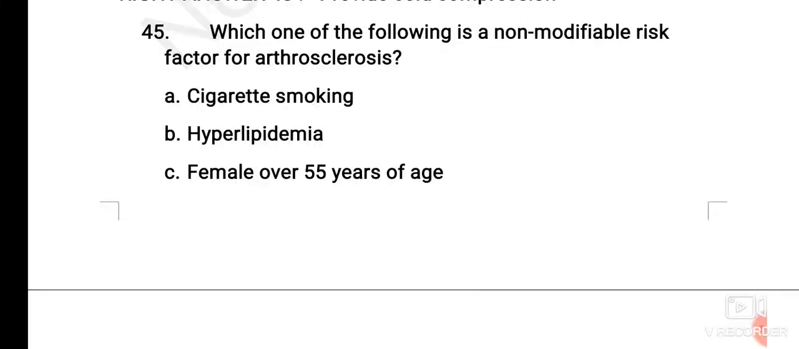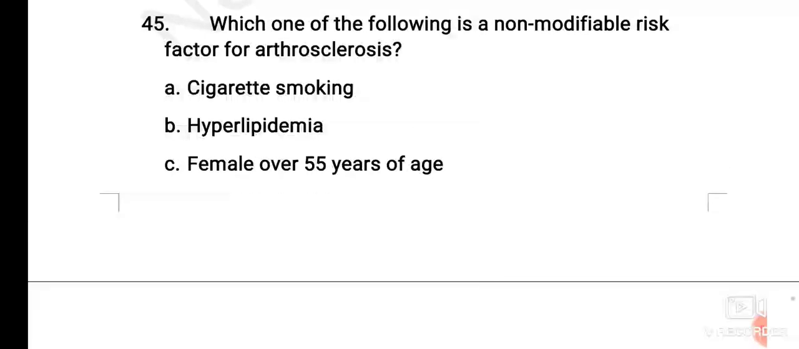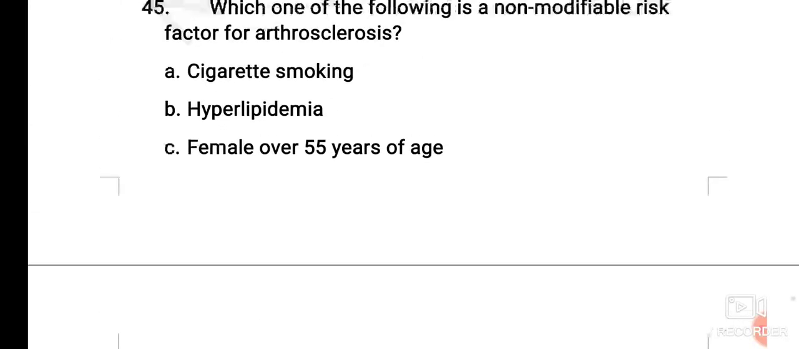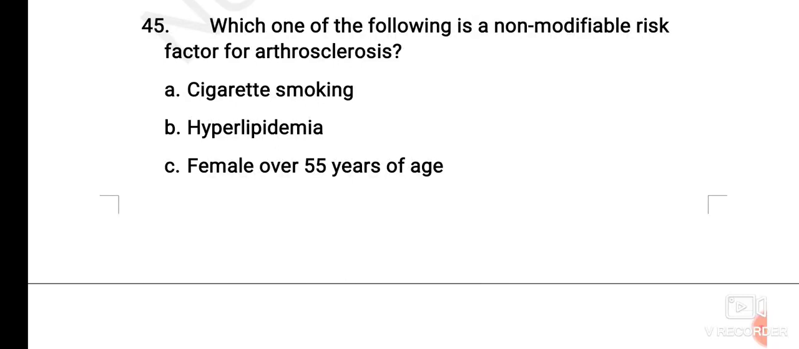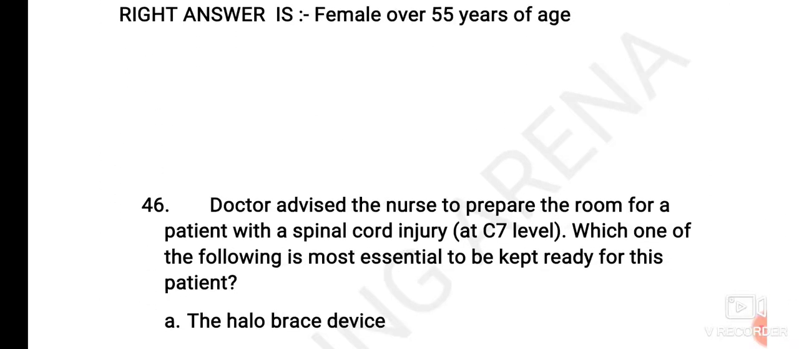Next question. Which one of the following is a non-modifiable risk factor for atherosclerosis? Cigarette smoking, hyperlipidemia, female over 55 years of age, or sedentary lifestyle. So, the non-modifiable risk factor for atherosclerosis is female over 55 years of age, because age is a non-modifiable risk factor. We cannot modify it.